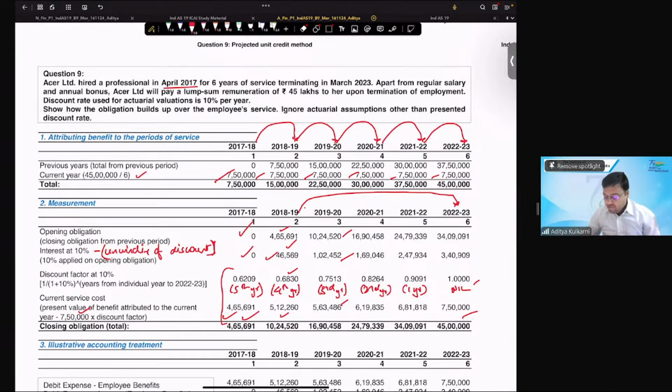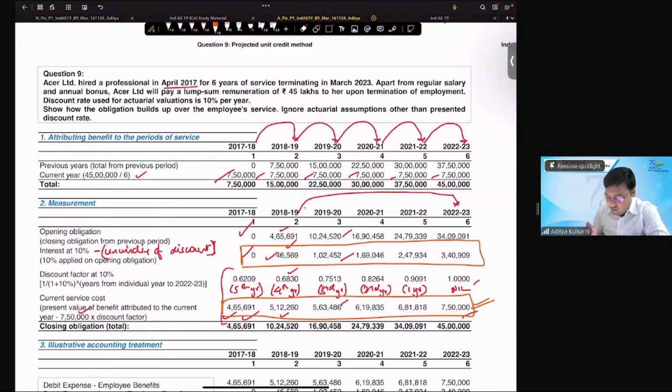So this 45 lakh build up is happening because of two things. One is accrual on an annual basis, which is at the discounted values. This is the accrual. Additionally, due to this unwinding of discount. These are the two things which are contributing to your build up of 45 lakhs. Is it okay? Everyone also understands that. This is the annual accrual fashion.